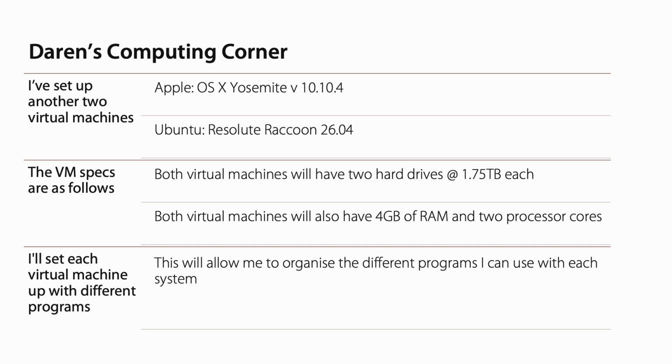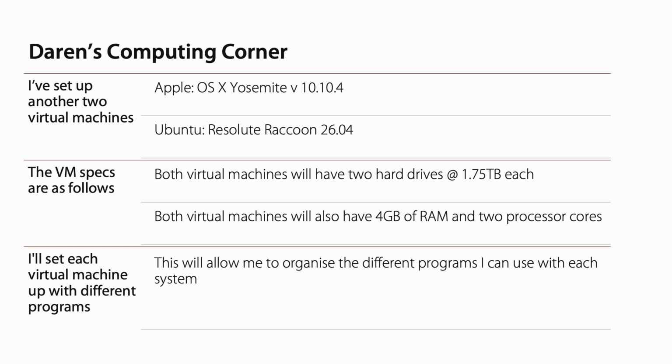Both virtual machines will have 2 hard drives, one for the system itself and the other for any files that I might come up with. Both virtual machines will have two processor cores and 4 gig of RAM.